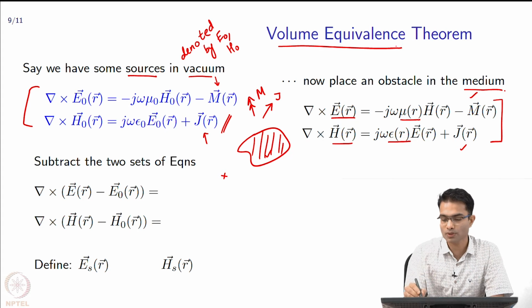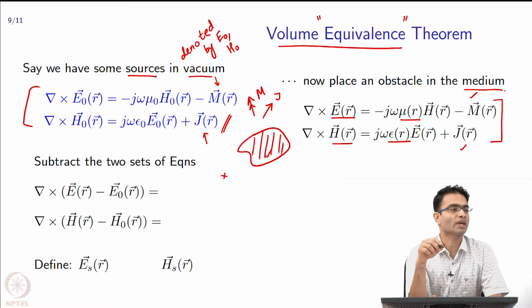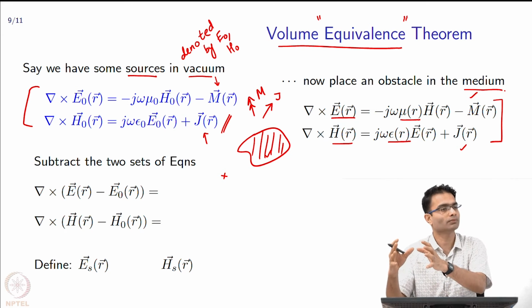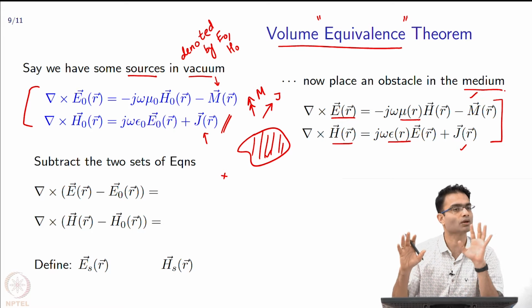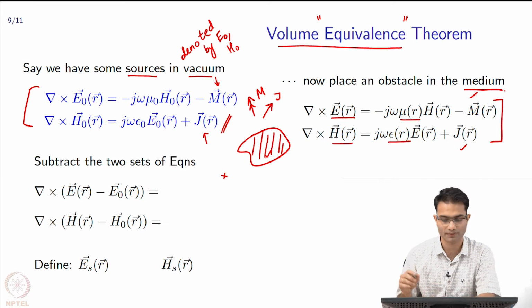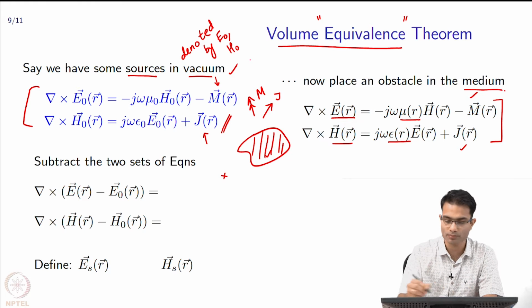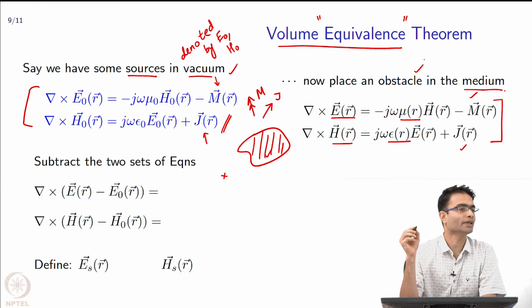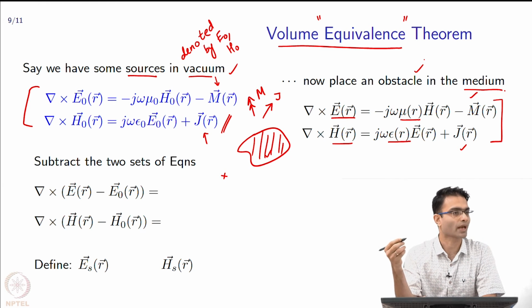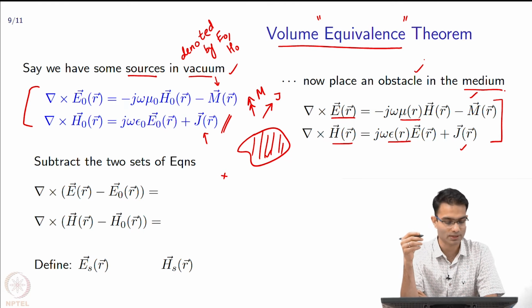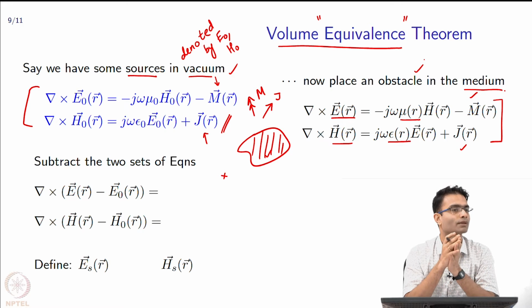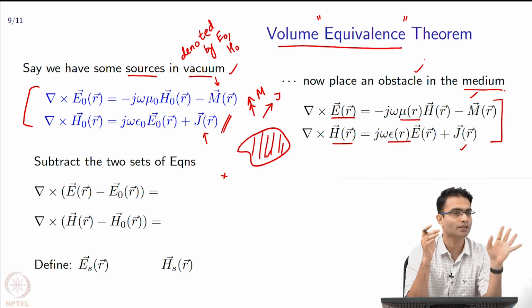Now, remember that this is what is called an equivalence theorem. Equivalence means I am going to convert one problem to another kind of problem which may be easier to solve. That is the objective, and we will see how it is achieved here. So far it is clear: I started with vacuum, then I went to an obstacle. Now, I do not want to deal with the external current sources M and J, because they may be very complicated to specify. The natural thing I could do is take these two sets of equations and subtract them. The advantage is that M and J go away.